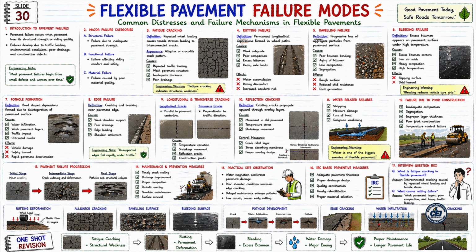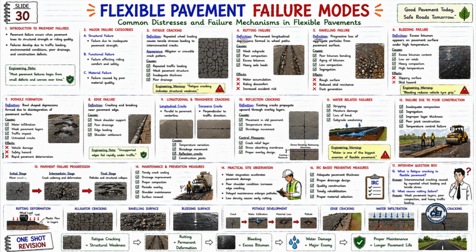Now look at the pavement failure progression below. Initial stage: minor cracking. Intermediate stage: crack widening and deformation. Final stage: potholes and structural collapse. And this is the actual pavement deterioration cycle.